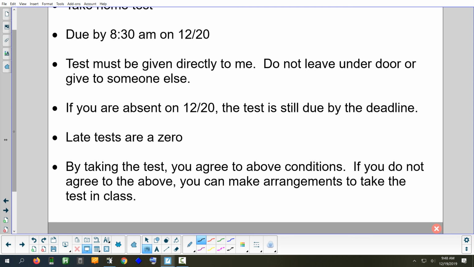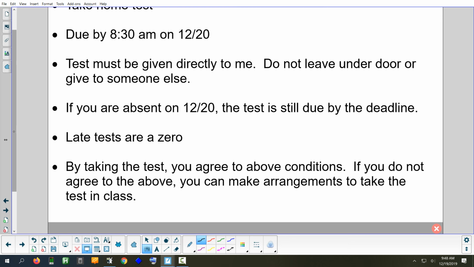So that might apply if you know you're going to be absent and you don't have internet, you can't take a picture of it, you have no way to get it to me, and you know you can't be here tomorrow. Probably not a good idea to do it as a take-home. But if you are absent, you could just take a picture and send it to my email. It would have to be by 8:30. So if it comes in at like 9:05, no good.